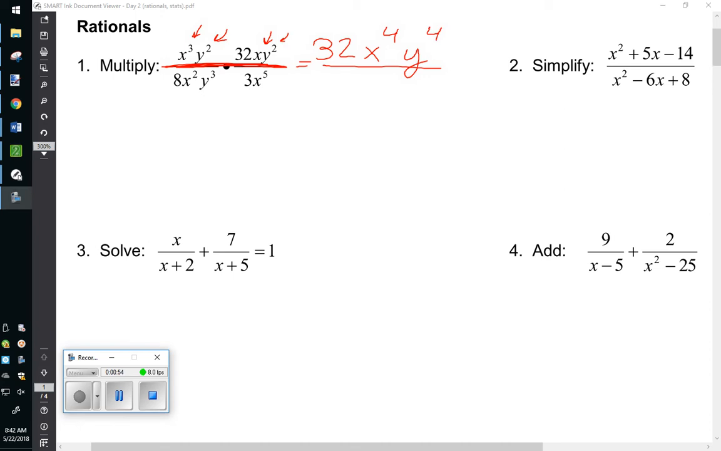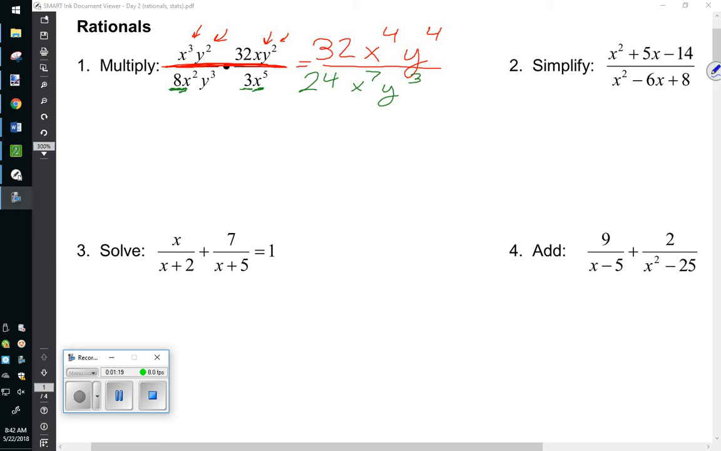Okay, then we're dealing with the bottom. Here I've got this 8 here, and that 3 there. What am I going to do with the 8 and the 3? I'm going to multiply those. That gets me 24. Again, I've got x's, x squared and x to the 5th gets me x to the 7th, and then a y cubed. Okay, that's me putting them together. I put them together first. Now I'm going to simplify from there.